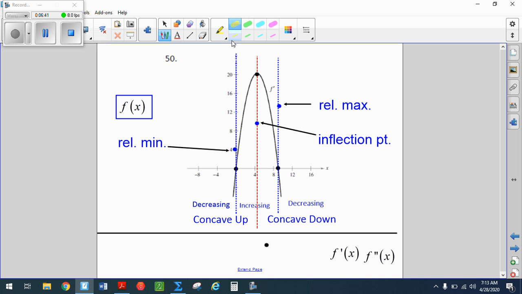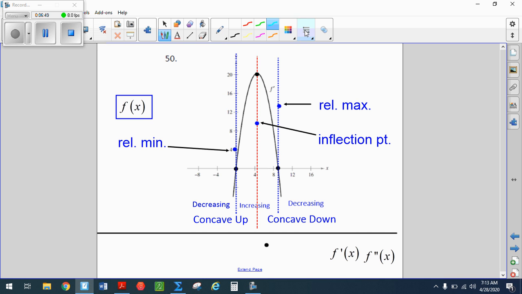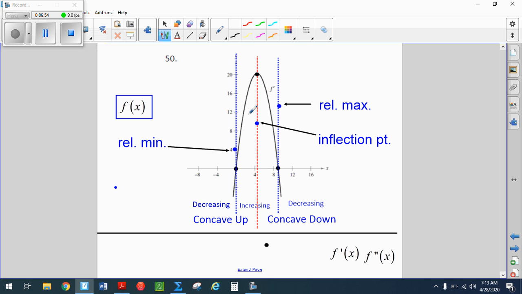Most likely my curve, since my derivative is a quadratic function, or at least looks like a quadratic function, my original function was probably a cubic. And so I know that it's decreasing to this point, then increasing. Notice on that entire interval I just drew, it's concave up, then it switches to concave down, still increasing, and now decreasing.